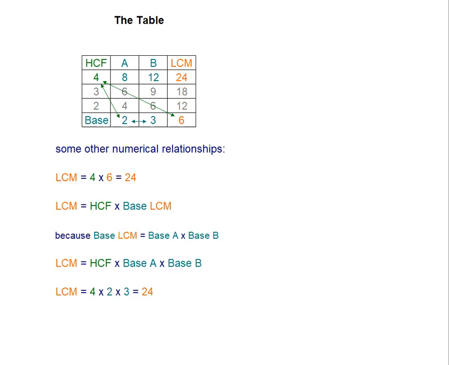Some other numerical relationships: we can see at a glance that LCM 24 is equal to HCF times base LCM. So we can put that formula in, equal to HCF times base LCM. 4 6s are 24. We know that 6 is a multiple of the factors 2 and 3, so we can replace base LCM by its factors, base A and base B. That gives another formula for lowest common multiple, which equals HCF times base A times base B, 4 times 2 times 3, which equals 24.